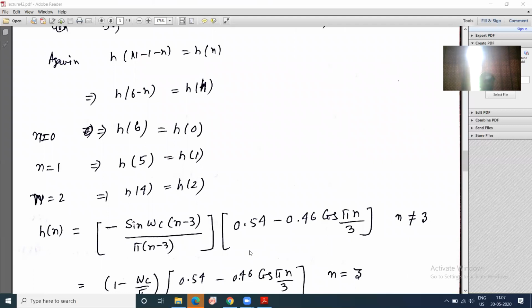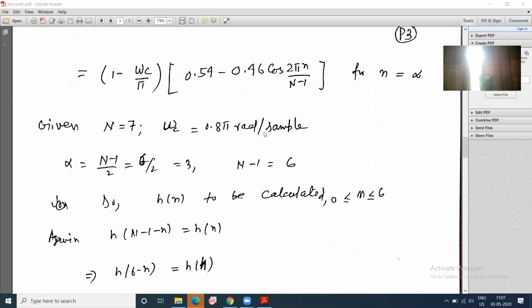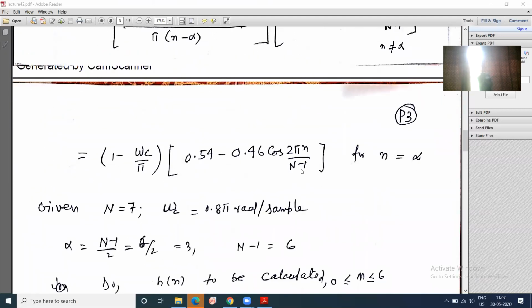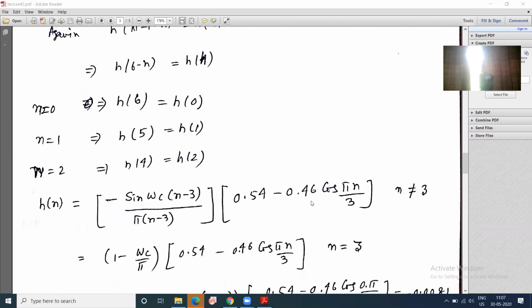Then the window function also has a modification, which is cos of 2 pi n by N minus 1. If N equals 7, then 7 minus 1 equals 6. So 2 by 6 means 1 by 3. So this becomes pi n by 3. Agreed? And this is the equation for n not equal to 3, that is n not equal to alpha. And for n equal to alpha, this is the equation.